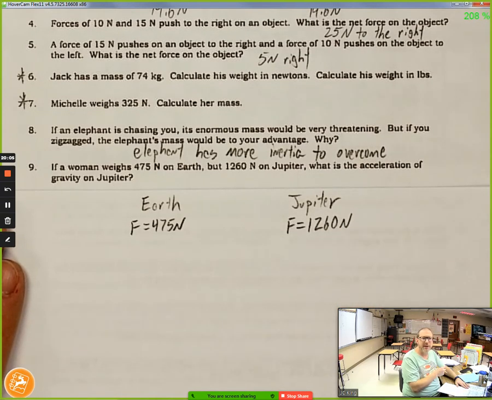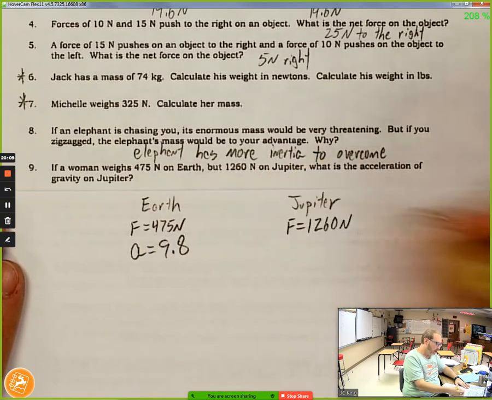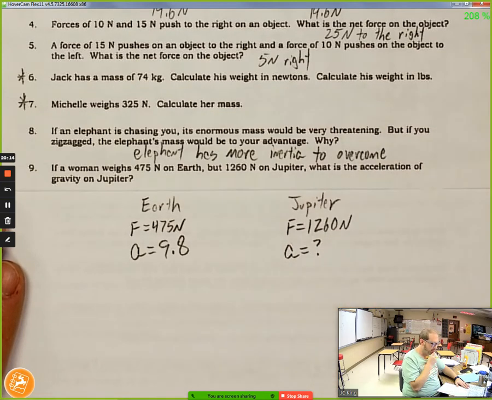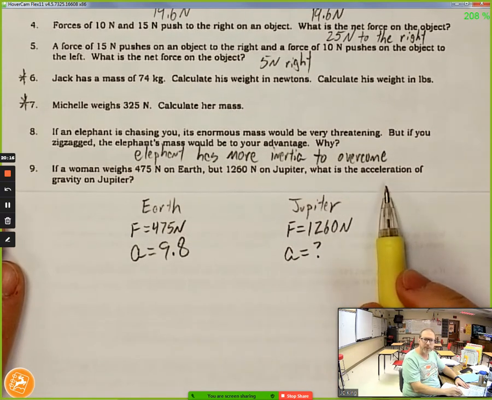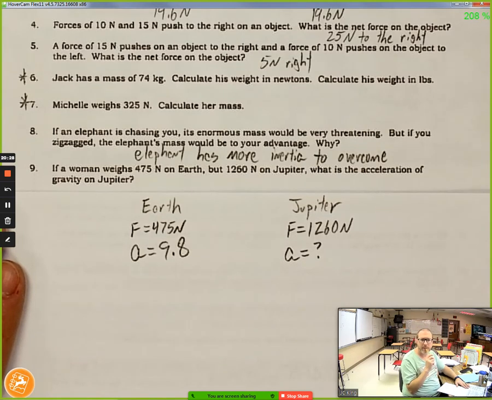Which means that the acceleration on Jupiter is going to be something different, right? And that's what we're trying to find. So what's the only other thing we're leaving out of this? Mass, exactly. The woman has mass, correct?